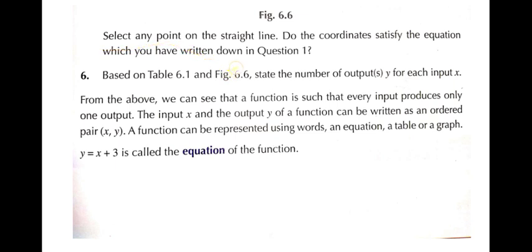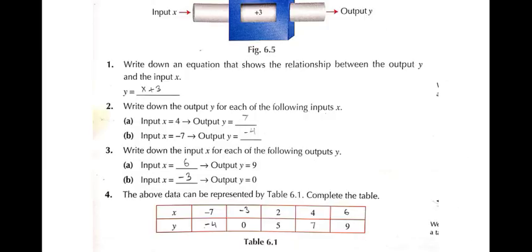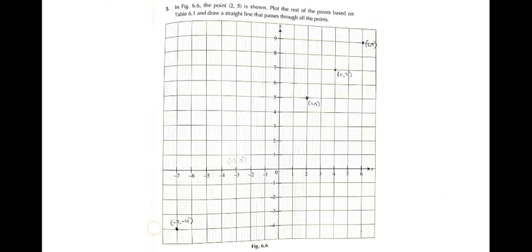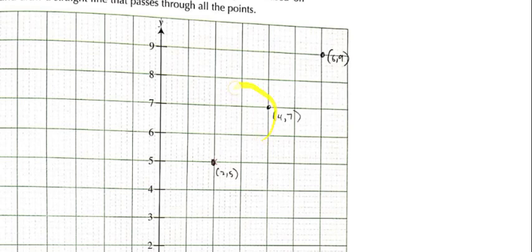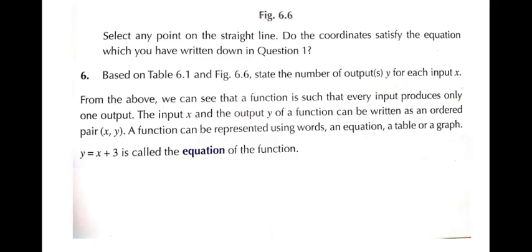Select any point on the straight line. Do the coordinates satisfy the equation which you have written down in question 1? Question 1 here. So of course, y equals x plus 3. All of these points here satisfy that equation, y equals x plus 3. So whichever the x is, for example, if I choose this one, x is 4, right? The y will always be the x plus 3.